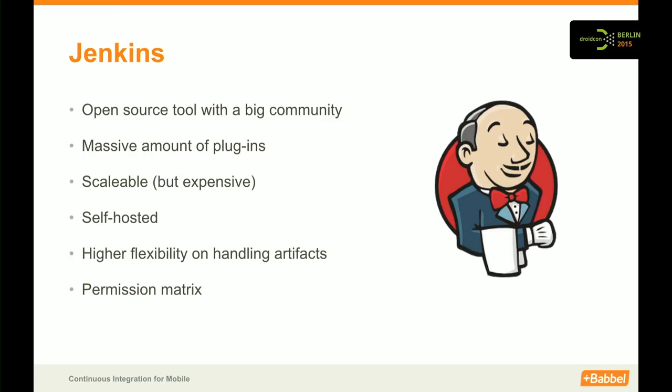It has high flexibility on the artifacts because you can store it on the device, you can hand them around. You have a really cool permission matrix, which means you have a job which is publishing to Google. It's not a good practice that everyone can publish to Google.